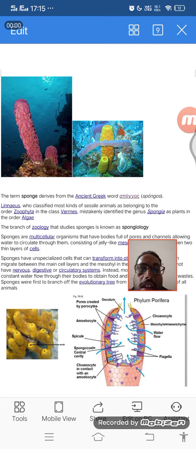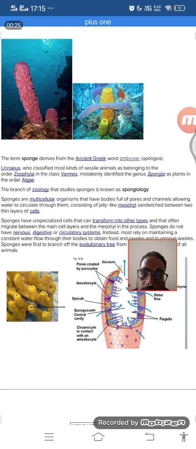I hope that whatever the classes that were taken in the last week were understandable to you. So in this class, from the animal kingdom, we will move to the first one that comes in the animal kingdom, which is known as the phylum Porifera. Otherwise it is known as sponges.